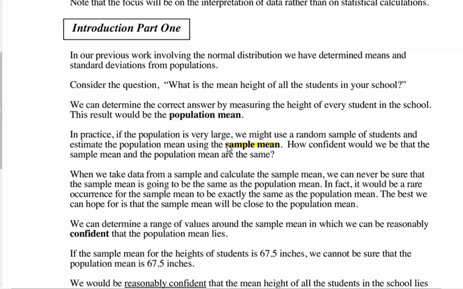But then how confident will we be that the sample mean and the population mean are the same? When we take data from a sample and calculate the sample mean, we can never be 100% confident that the sample mean is going to be the same as the population mean. In fact, it would be a rare occurrence for the sample mean to be exactly the same as the actual population mean. The best we can hope for is that the sample mean will be close to the population mean. So we can determine a range of values around the sample mean in which we can be reasonably confident that the population mean lies.